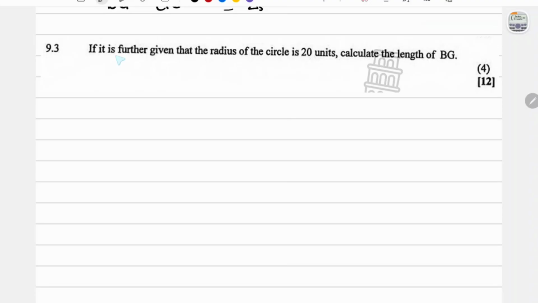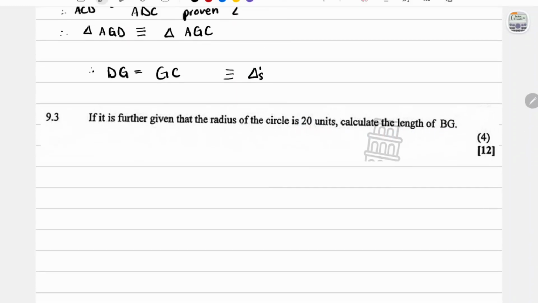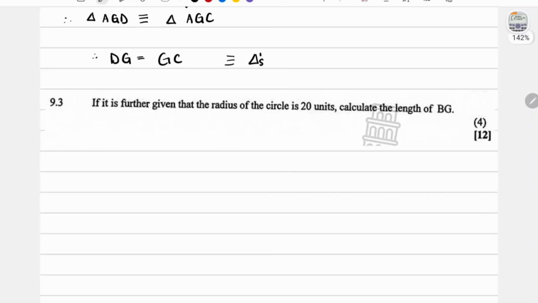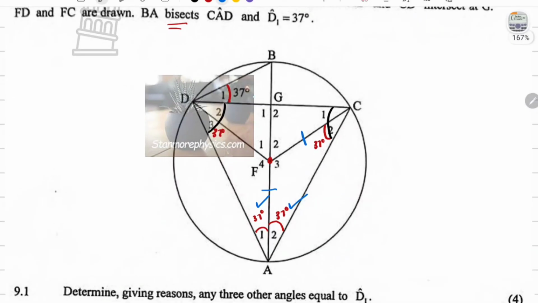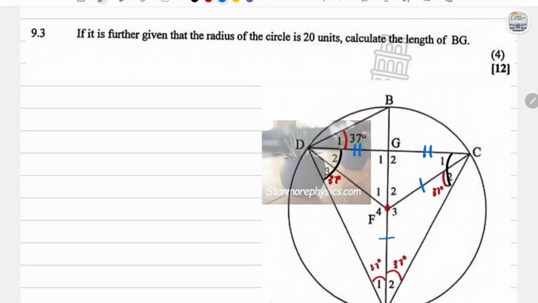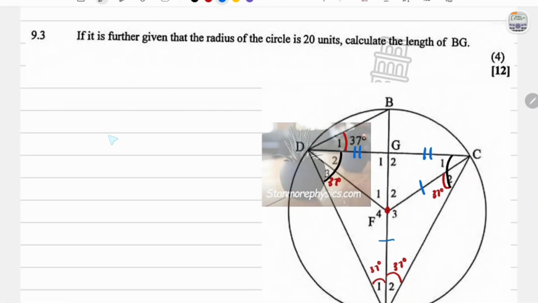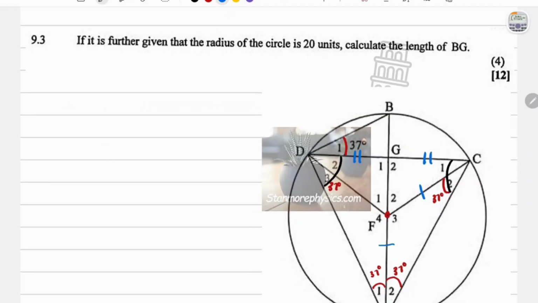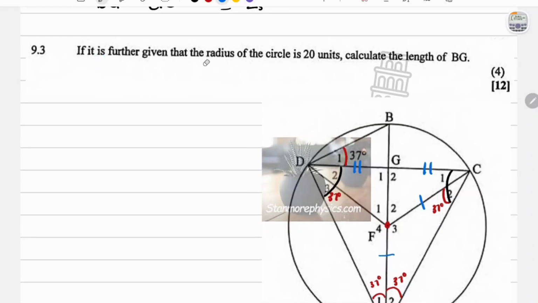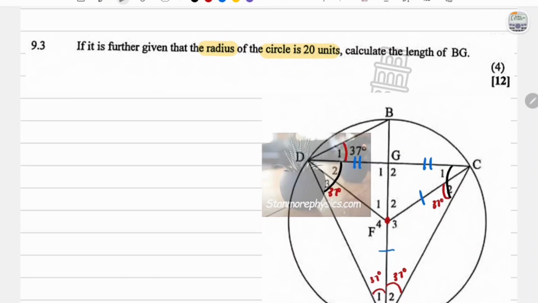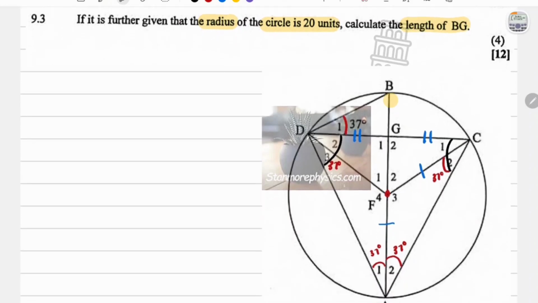The last question for question 9 says, if it is further given that the radius of the circle is 20 units, calculate the length of BG. Okay, so the radius of the circle is 20 units. Let me bring the diagram down. Let's remember now we have these two sides being equal. This is equal to this. I'm going to have to try to write thin so that everything can fit in. Everywhere you see a radius, it is going to be 20 units. Then they told us to calculate the length of BG, so we need to find BG.